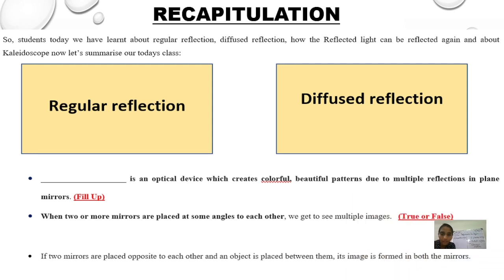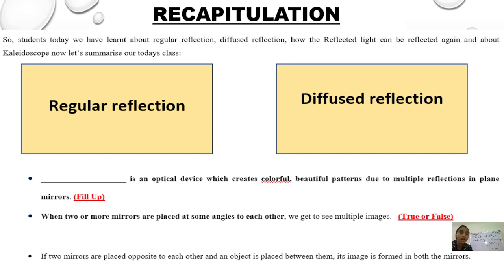Yes. So regular reflection is the reflection which occurs when parallel rays of light strike, or are incident on, the mirror, so they are bouncing back in parallel only. So we are saying that regular reflection is occurring, whereas in the diffused reflection, if we have an irregular surface, the parallel rays are not reflecting parallelly, so hence we are getting a diffused reflection.